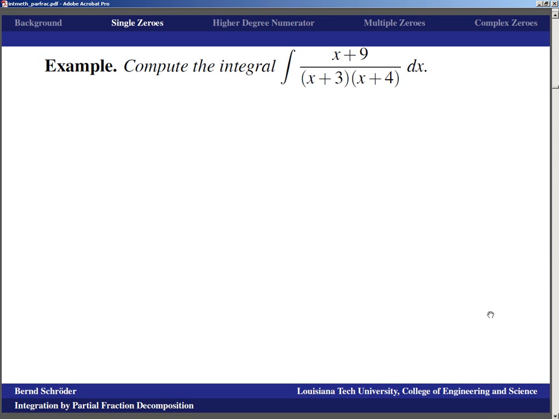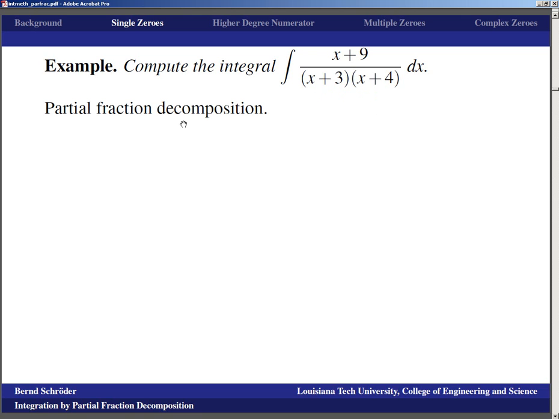So typical problems here are of the form: compute the integral, as we've always done so far, of the function (x plus 9) divided by (x plus 3)(x plus 4). Now, the first thing is, anytime you see an integral of a rational function, partial fraction decompositions are the only thing that's going to help us, so we automatically default to this. So this is not something where we have to think about, do we use this method, do we use that method? It's always the same method.